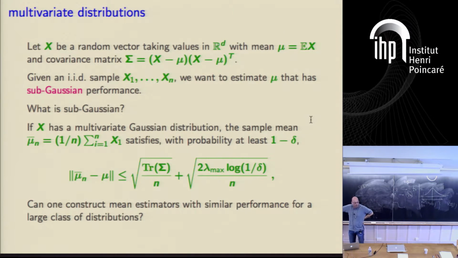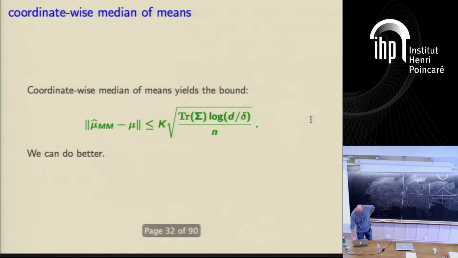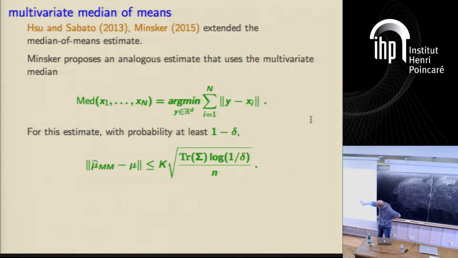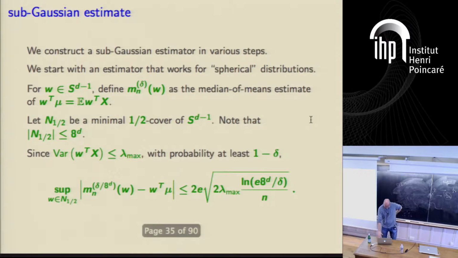Ideally, this is what I would like to see. Okay? And remember that Minsker's result gives us something which is not quite sub-Gaussian, even though it kind of has that form. All right. So I will do this slowly in various steps.